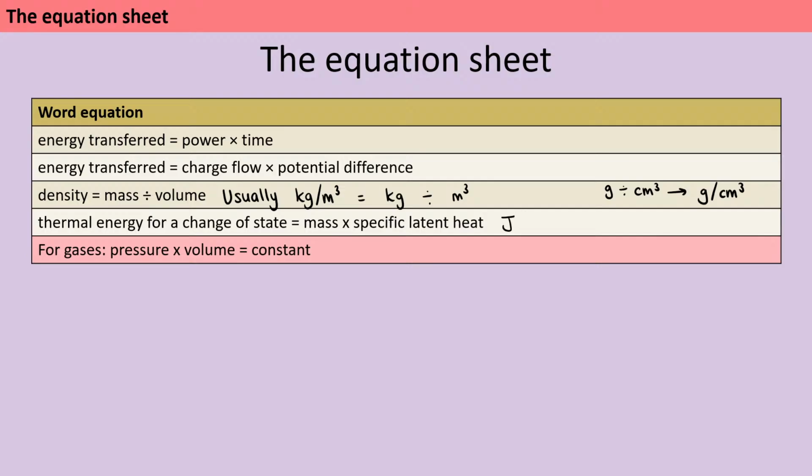Then we know that specific latent heat is in joules per kilogram. And finally, just for the triple scientists, we have pressure multiplied by volume is a constant, and the pressure is going to be measured in pascals, and the volume again needs to be in metres cubed.